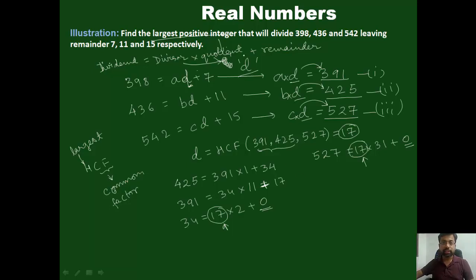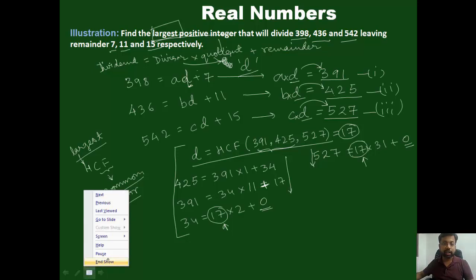Okay, so the largest positive integer that will divide 398, 436 and 542, leaving behind the remainder 7, 11 and 15 respectively, is going to be 17. And why we used HCF is because we got these three equations and we figured out that D is a common factor in all these three, and since the question asks us to find the largest positive integer D, hence D becomes the largest common factor of the three numbers 391, 425 and 527. So we basically have to find the HCF of these three numbers. We found it out using the Euclid's division algorithm.